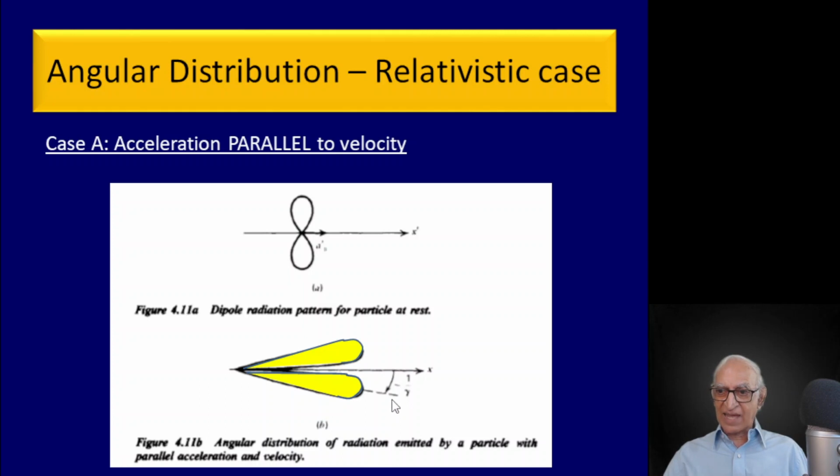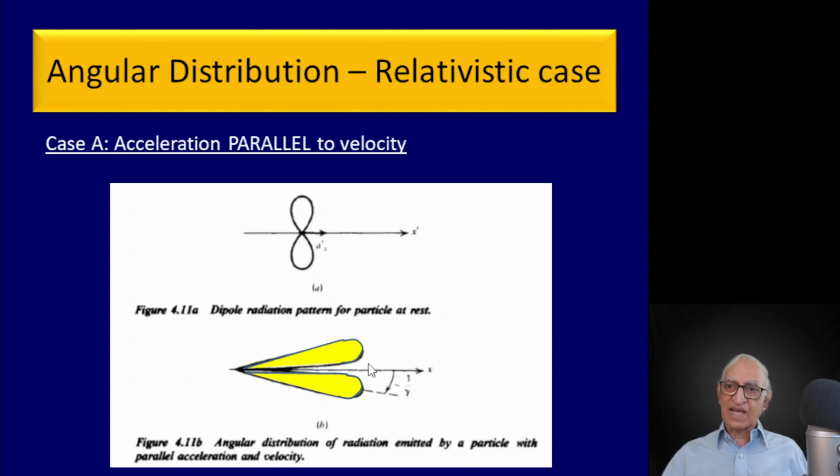and the opening angle of the cone is 1 over gamma, where gamma is the Lorentz factor, 1 over square root of 1 minus v squared by c squared. So if gamma is very large, 1 over gamma is very small, and the cone is extremely narrow. So radiation, which was going in all directions before, according to the formula sine squared theta, is now focused in the forward direction in a very narrow cone.